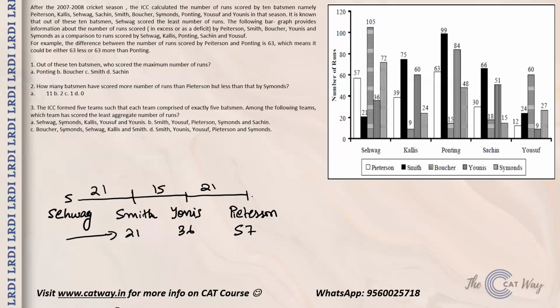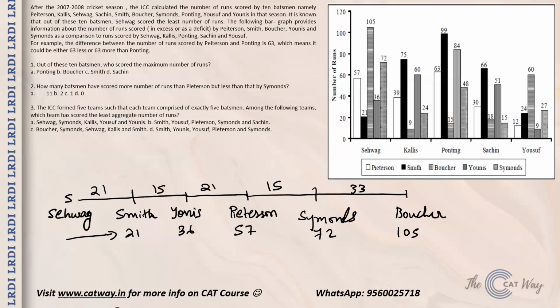So Simons is totally at a difference of 72, and from Peterson the difference is 15. And after that we have Boucher. Boucher is at a total difference from Sehwag of 105, and between Simons and Boucher the difference is going to be 28 plus 5, that is 33 points. So for these 6 people we know the order now.